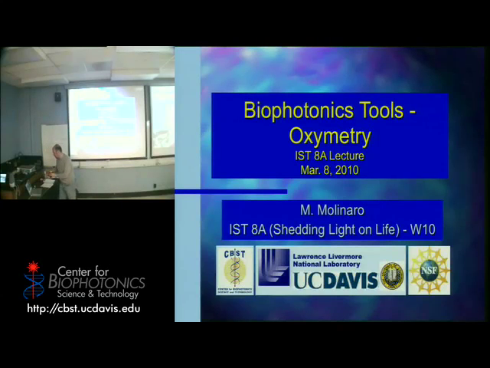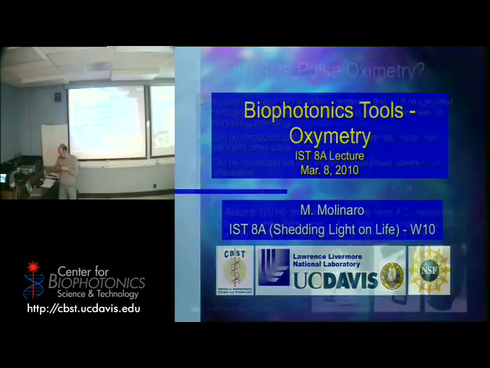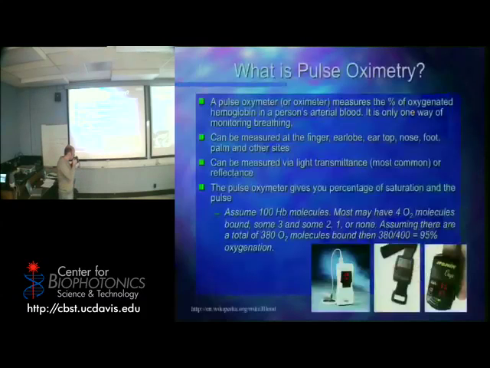Okay. So pulse oximetry. What is pulse oximetry? So, as you guys remember, that pulse oximeter measures the percentage of oxygenated hemoglobin in a person's arterial blood. Why do we care about arterial blood versus venous blood? Arterial blood is directly oxygenated.